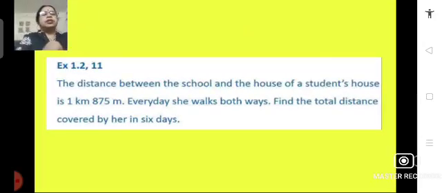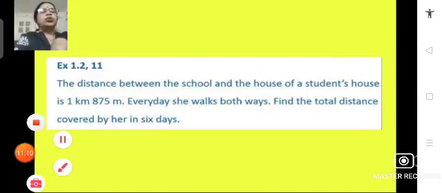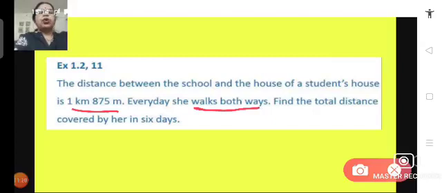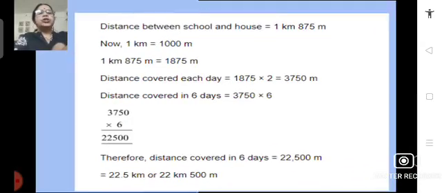The distance between the school and the house of a student is 1 kilometer 875 meters. Every day she walks both ways, that means 2 times she walks this distance. Now find the total distance she covers in 6 days. So we have to find out how much she travels in one day, and then what is the total distance she covers in 6 days. Let us see how we solve this problem.